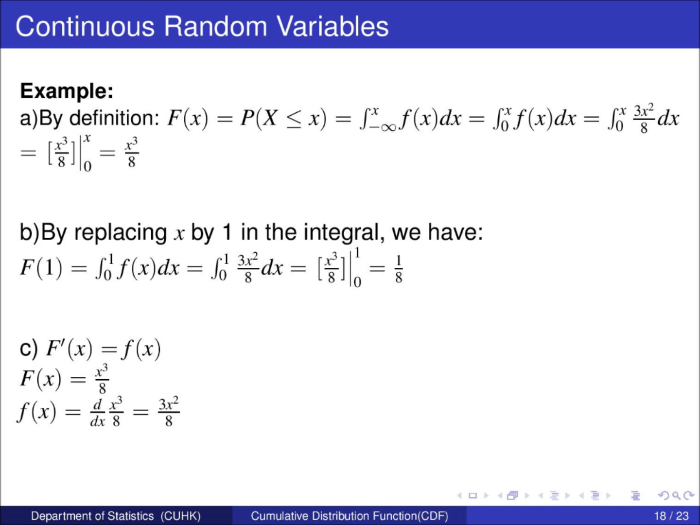Part C, we are going to find the PDF. We know the CDF equals x cubed over 8 from part A. We are going to take the first derivative of it. So the PDF will be equal to d/dx of x cubed over 8, which gives 3 times x squared over 8. Then we can show that the PDF is equal to the PDF given in the question.